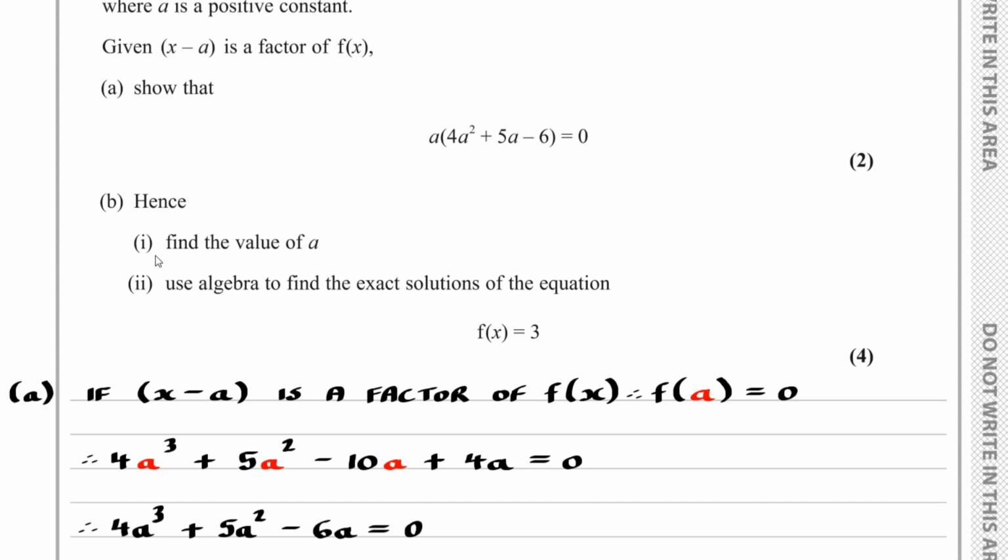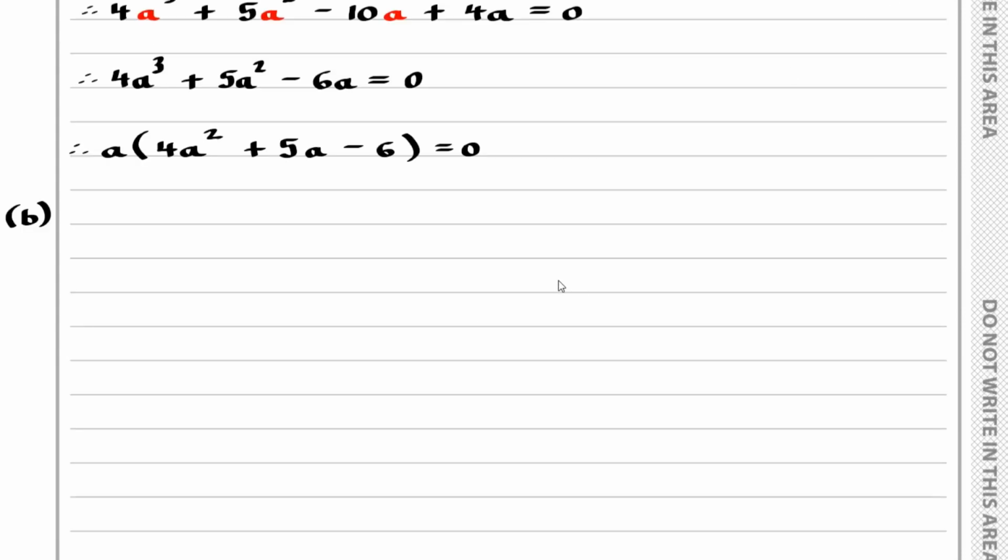For part B, for the first part, hence find the value of A. So for part B, to find the value of A, we need to solve this equation here. And for us to solve this equation, what we can do is factorize this quadratic 4a squared plus 5a subtract 6. So we have a multiplied by, well, if I factorize, we end up with 4a subtract 3 multiplied by a plus 2. And this is equal to 0.